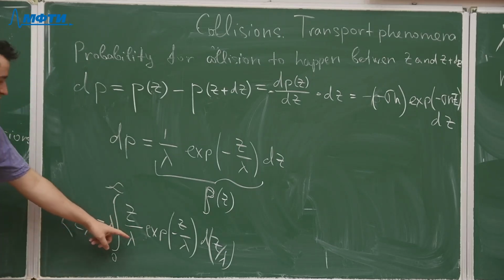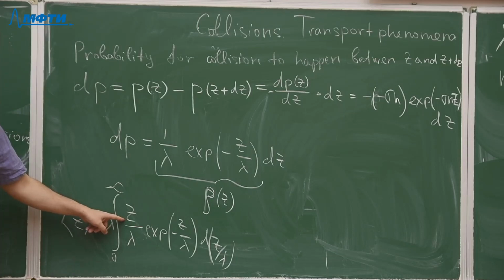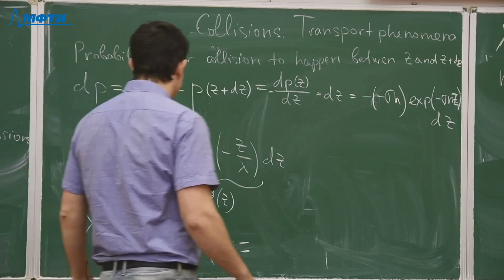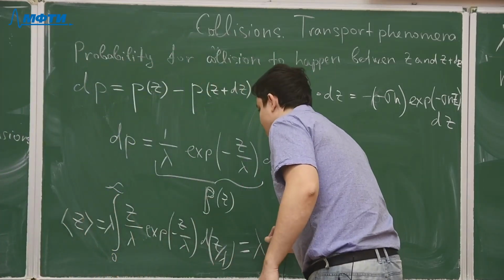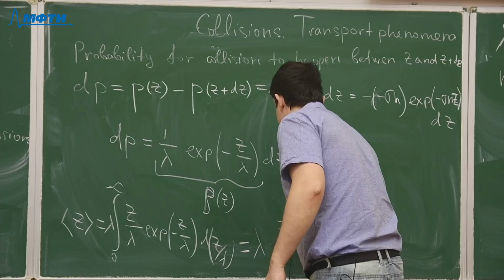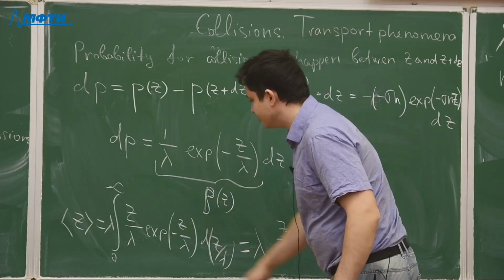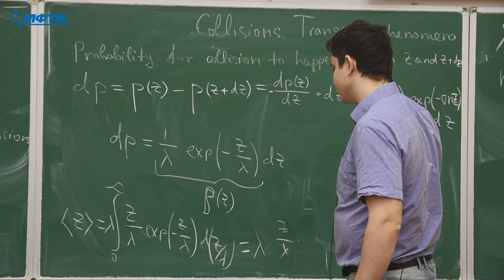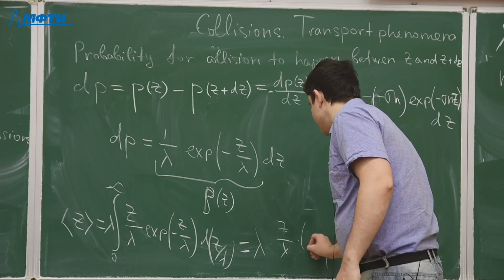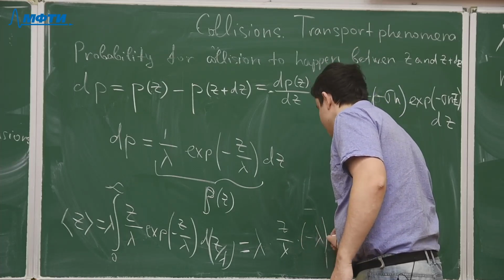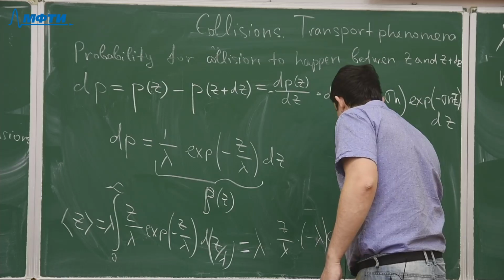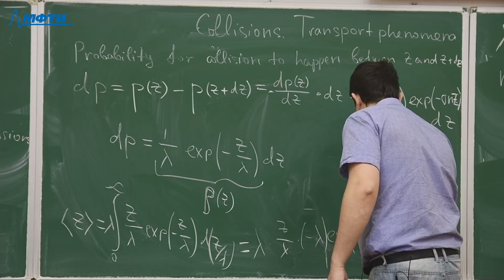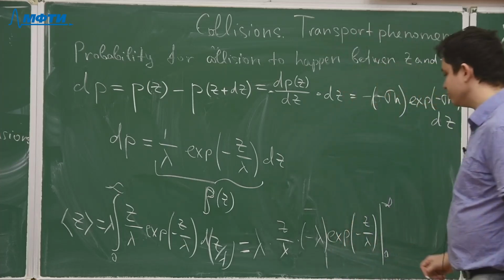As the rule says, we can integrate this and then we can differentiate this and then we get some result. But of course we need also to have this factor here, lambda times z over lambda times integral of that. The integral is equal to, when we calculate it, the factor minus lambda times the exponent of minus z over lambda.